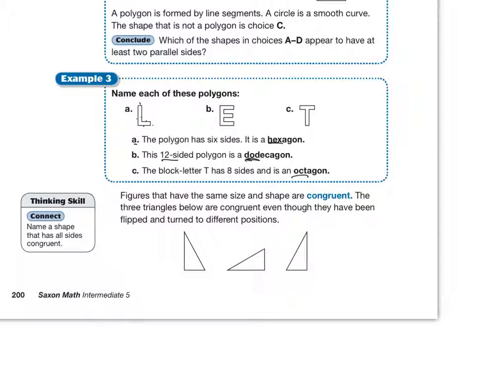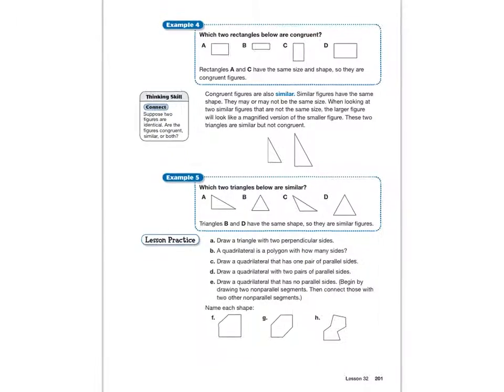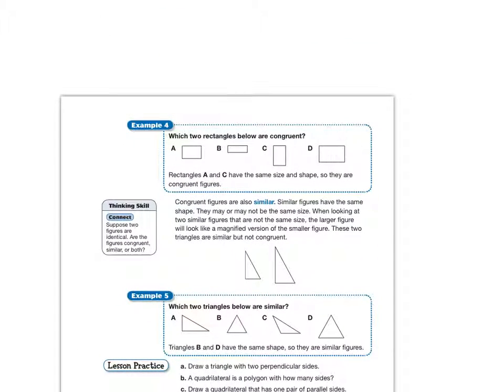This is an interesting thing we're also going to be working on here too, congruent. The 3 triangles below are congruent, even though they have been flipped and turned to different positions. So they look different because of where they're sitting, but they're the same triangle, just drawn differently. Okay. So which one of these are congruent below? Which 2 are congruent? I would say that it says A and C. A and C. Yeah, D looks a little bigger and B definitely looks smaller.